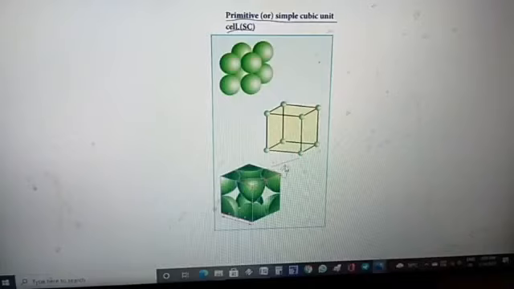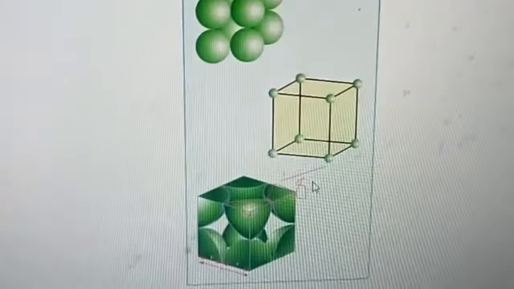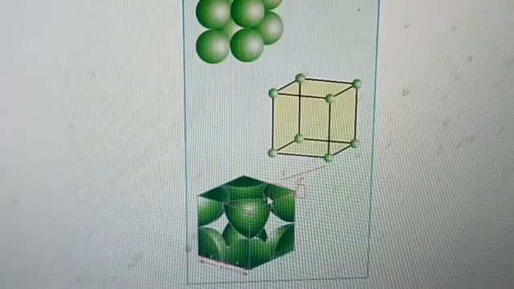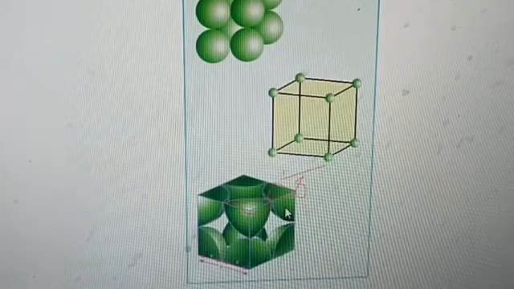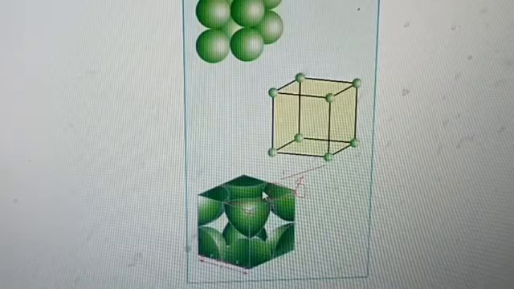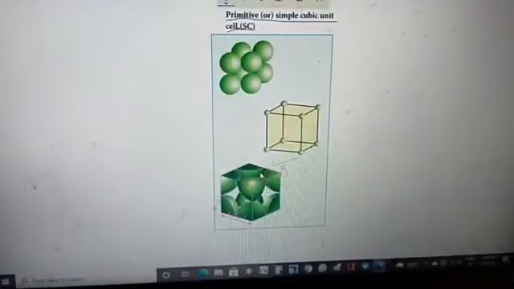Only 1/8 part of an atom belongs to a particular unit cell. Why did I tell you that? See here, this is the structure of the atom. How much of the actual atom will belong to the particular unit cell? So only in the case of a primitive unit cell, only 1/8 part of the atom belongs to the particular unit cell.